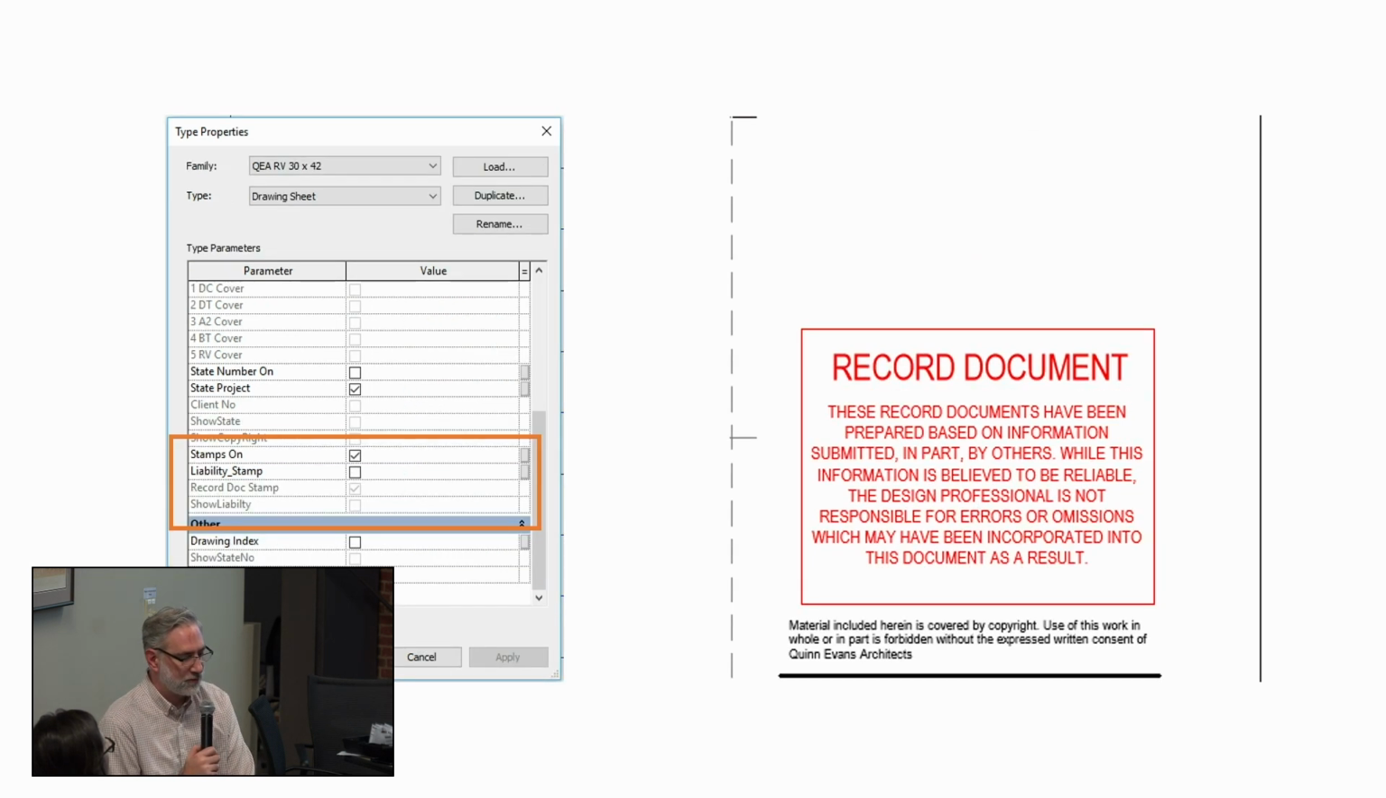And this is the way it would look for the user if he turns on stamps and says, I don't want the liability stamp. By default, it automatically gives you the record drawing because it's not liability stamp, therefore turn it on.